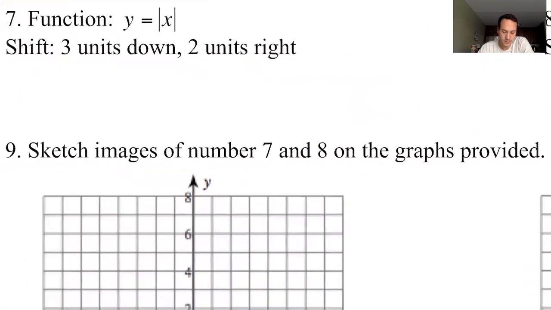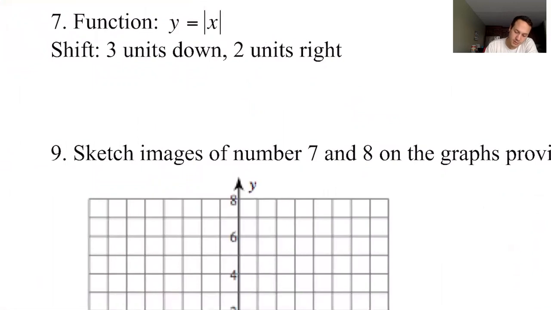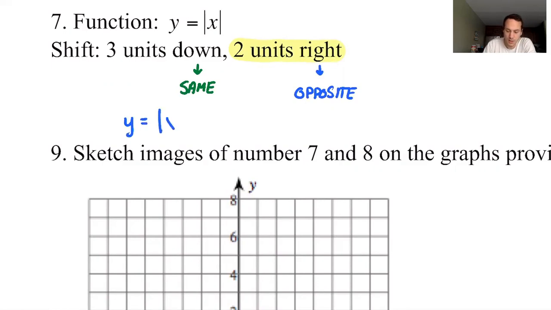Let's take a look at 7. Same type of function. I have down. This is going to be the same direction. I have right. This one's going to be the opposite direction. And which one am I going to do first? I'm going to take care of the left-right ones first. Okay? So what we have here is y equals the absolute value of x minus 2. I want 3 units down, -3.